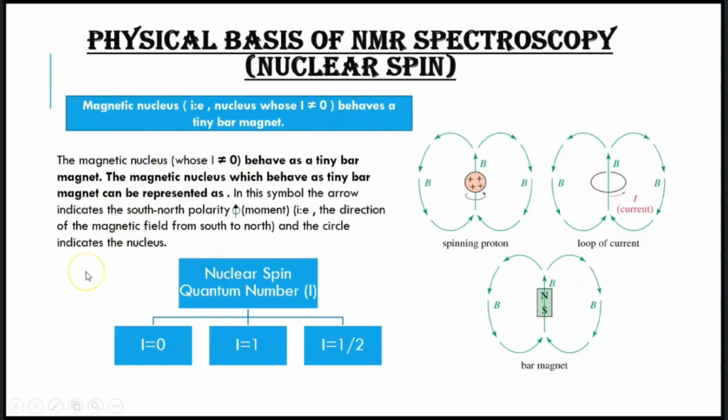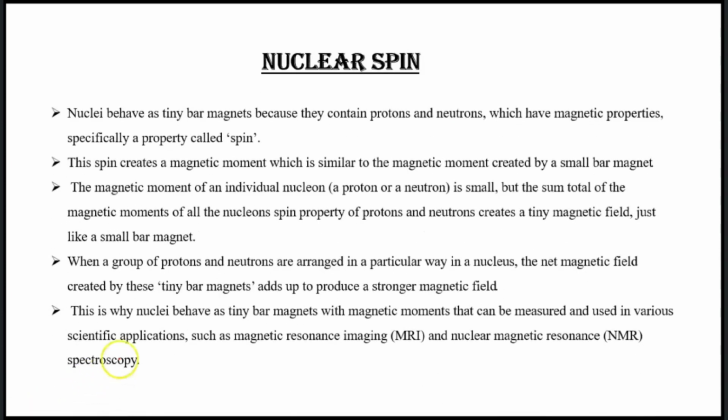Now, अगर आपसे यही पूछ लिया जाए कि how you are going to say that a magnetic nuclei can behave as a tiny bar magnet, and why you are calling it a magnetic nuclei? So the answer lies in this particular fact that nuclei behave as a tiny bar magnet because they contain protons as well as neutrons. You know कि एक nucleus के बीच में आपके पास proton, that is positively charged particle, and neutral charge, that is neutron, is present, right? Now, both of these have magnetic properties, and that particular property is itself known as spin, right? Which is why nuclei consistently spin around their own axis.